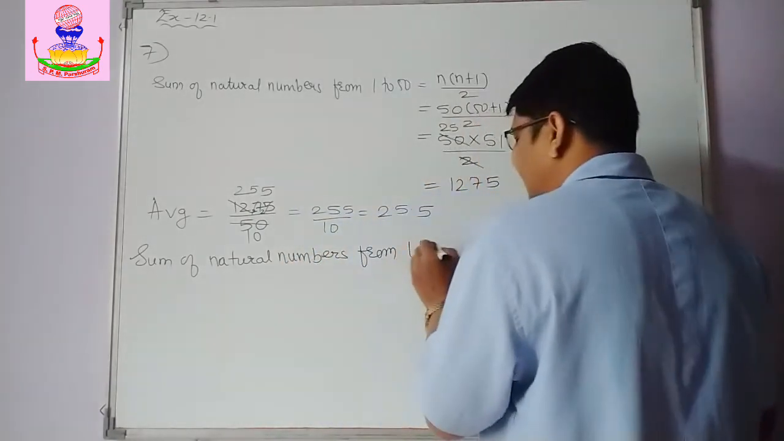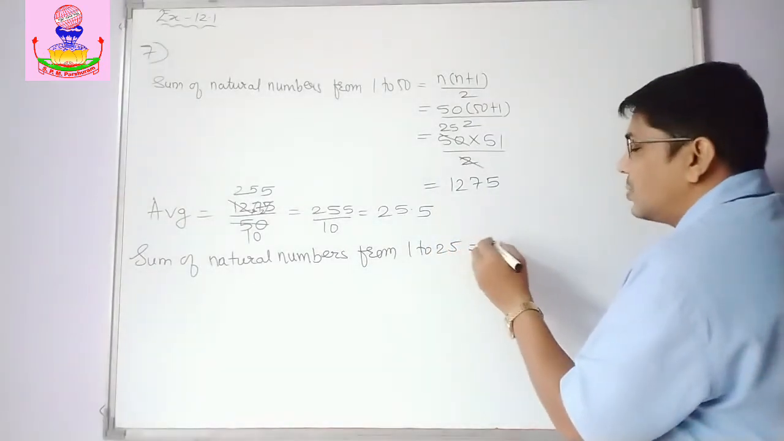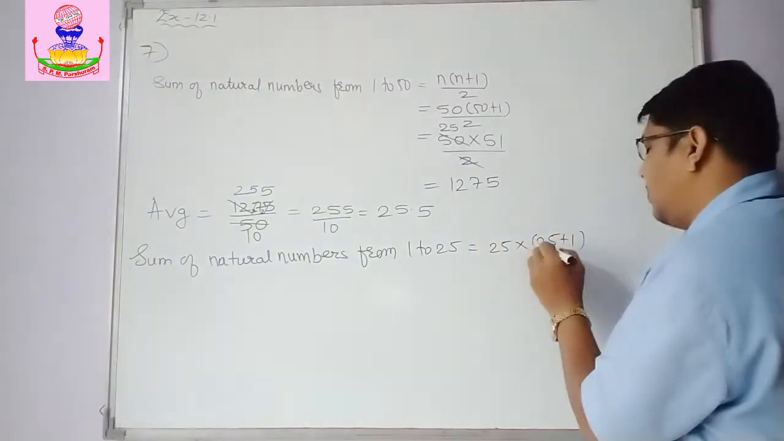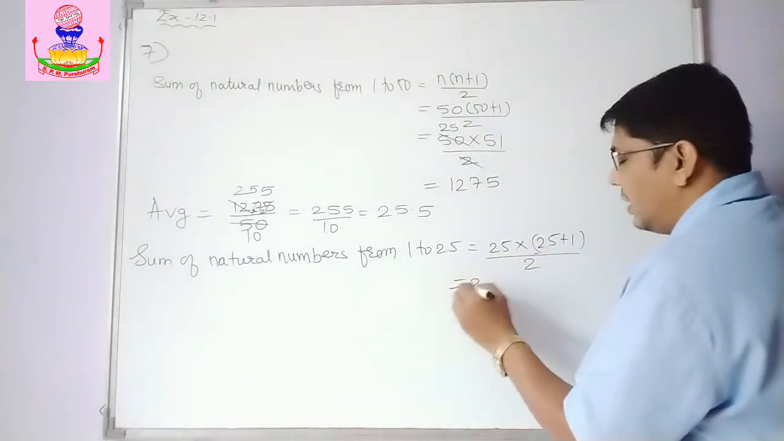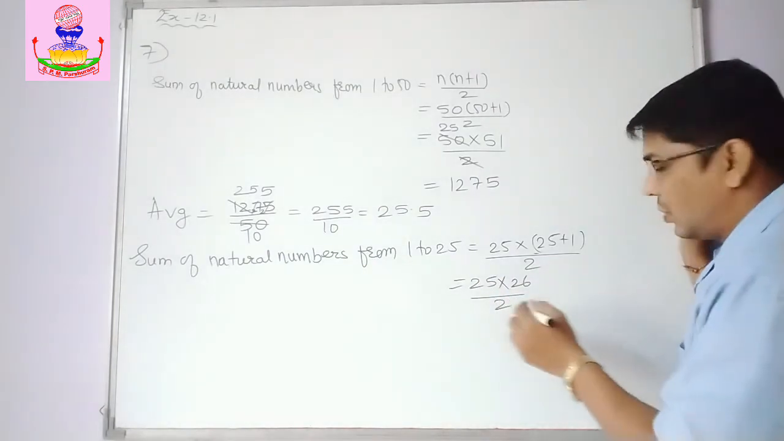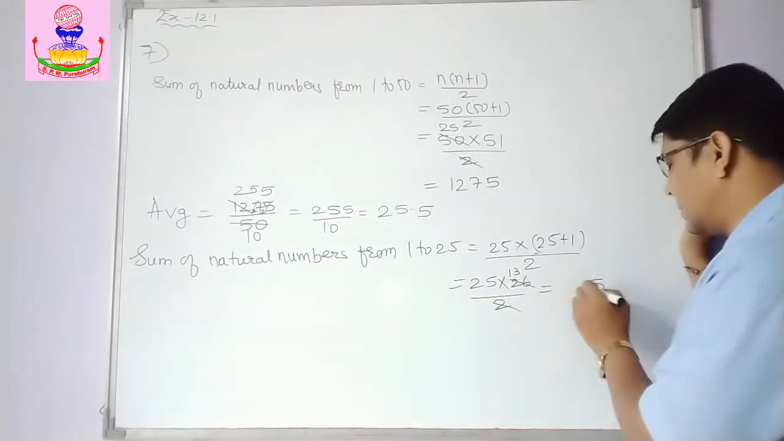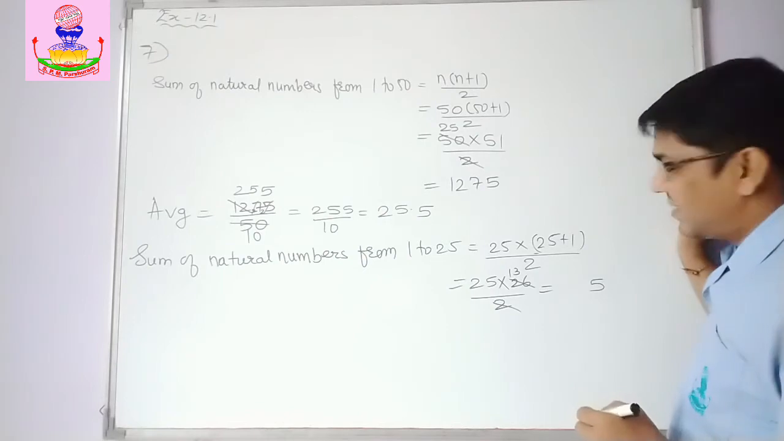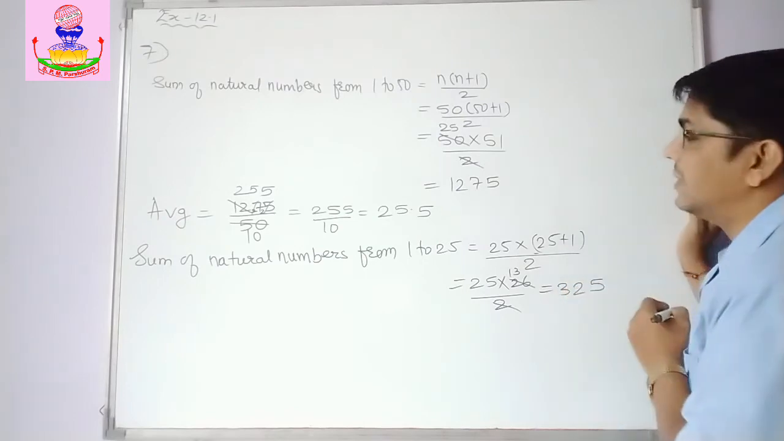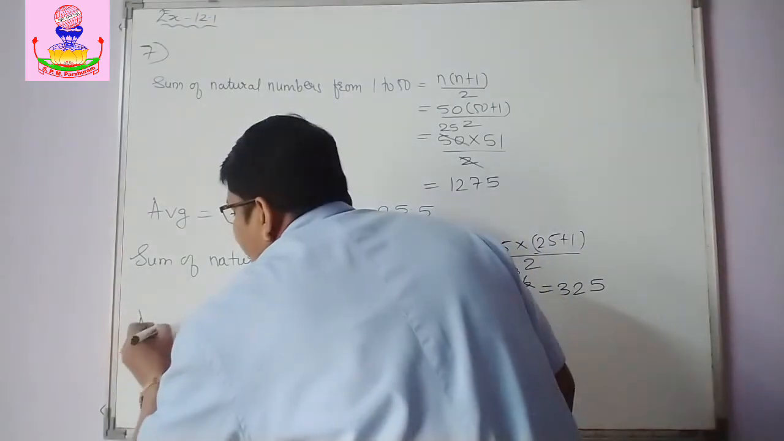Okay, now sum of natural numbers from 1 to 25. So again n into n plus 1 divided by 2. So n is 25, n plus 1, so that is 25 plus 1 upon 2. So that is 25 into 26 upon 2. Right? So 2 ones are 2, 2 13s are 26. 13 5s are 65. 6 carry on. 13 2s are 26. 26 plus 6, 32. So 325. Okay.